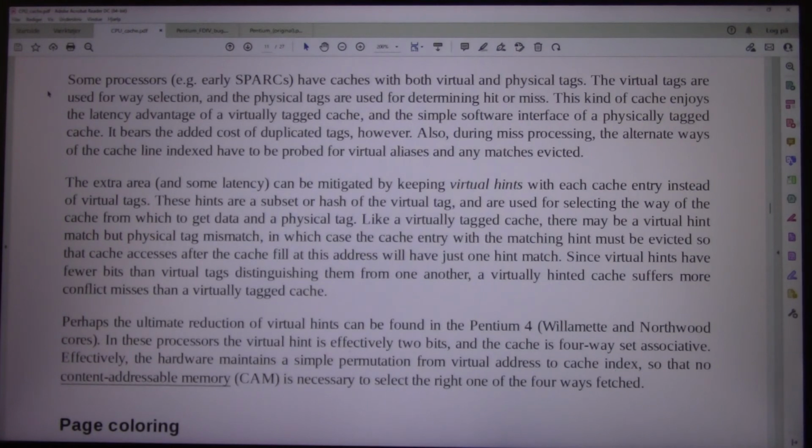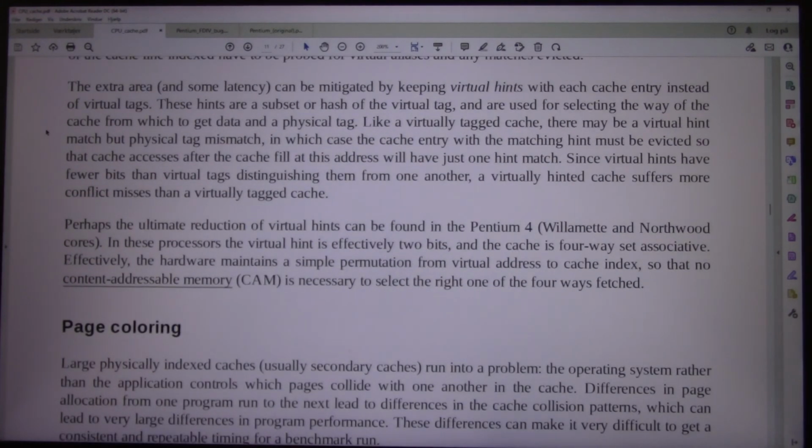Also, during miss processing, the alternate ways of the cache line indexed have to be probed for virtual aliases and any matches evicted. The extra area, and some latency, can be mitigated by keeping virtual hints with each cache entry instead of virtual tags. These hints are a subset or hash of the virtual tag, and are used for selecting the way of the cache from which to get data and a physical tag. Like a virtually tagged cache, there may be a virtual hint match but physical tag mismatch, in which case the cache entry with the matching hint must be evicted so that cache accesses after the cache fill at this address will have just one hint match.